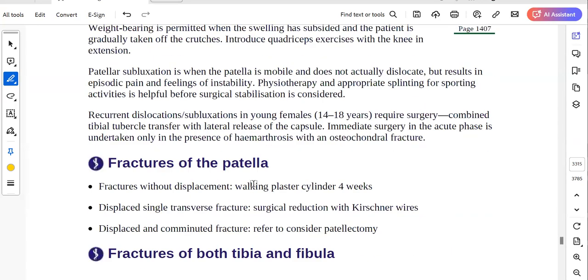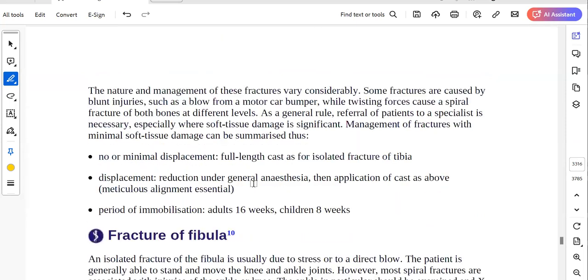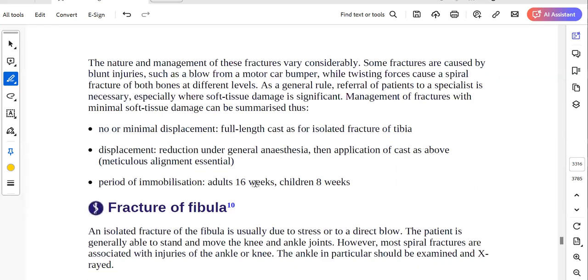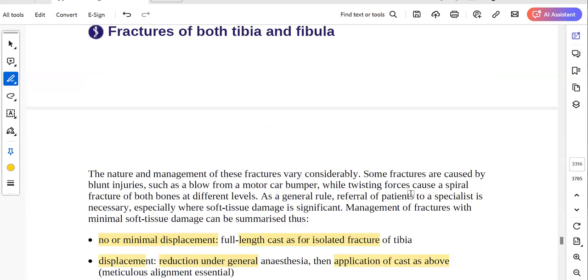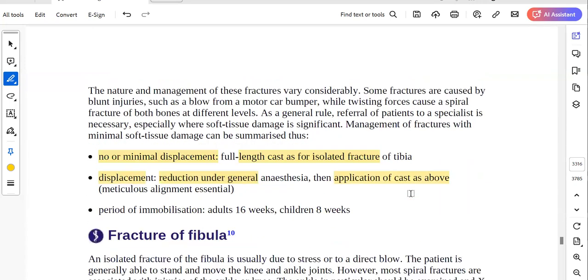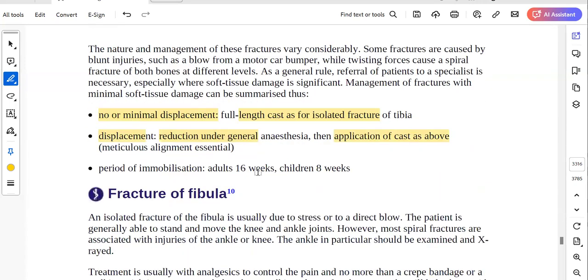Patellar dislocation doesn't come in exam. Fracture of tibia and fibula. Very easy, just like radius and ulnar fracture, if there is minimal displacement, you just put the patient in a full leg cast. If it is displaced, then you have to do the reduction followed by cast. For this kind of fracture of a long bone of the lower limb, it takes even 16 to 18 weeks to heal fully.